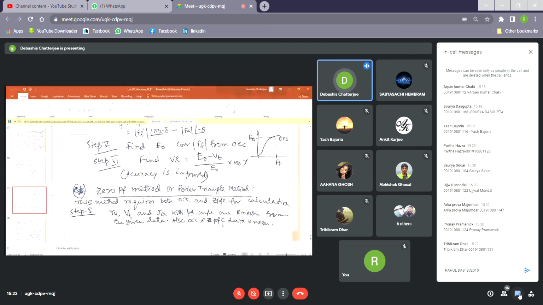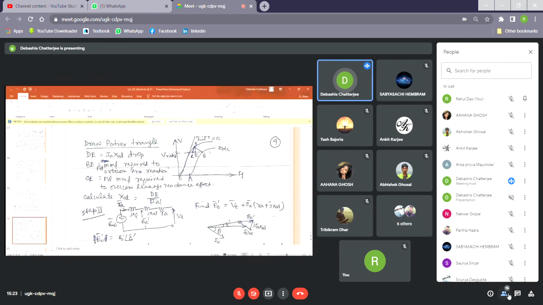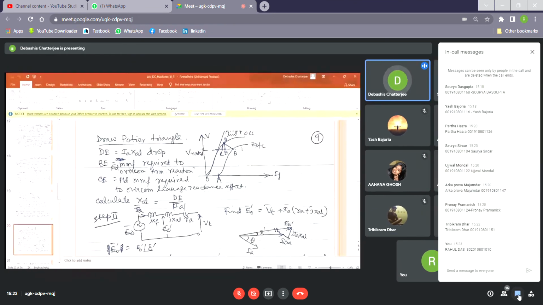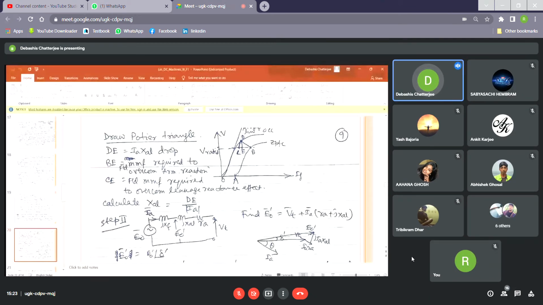Now, what is the Potier triangle? It is named after the scientist Potier, who did some work empirically, and the work is like this. So now, first understand what the Potier triangle is. When we explained the zero power factor characteristics, we saw the kind of plot shown in this figure.